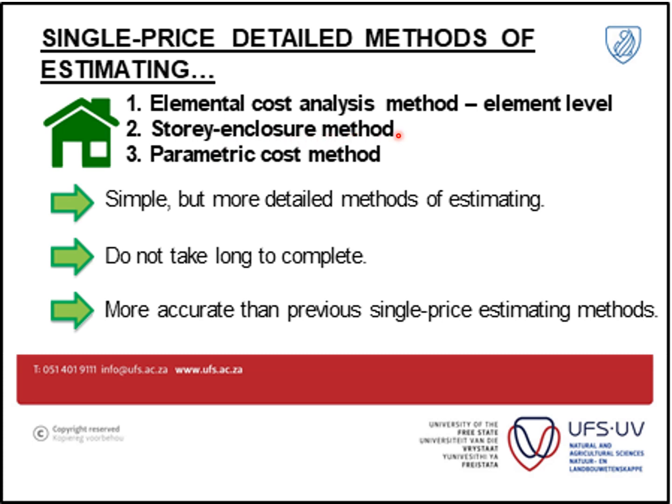So your story enclosure method is the second one that we're going to look at. And this is a bit more complicated one, where we're going to look at the factors and so on when we do these calculations. And then the last one is the parametric cost method, which I usually call the get out of jail free card. Whenever we're pressed for time and we have to get a quick estimation out. So these methods are still quite simple, but more detailed methods of estimation than the previous ones. It doesn't take long to complete, and more accurate than the previous single price estimation methods.